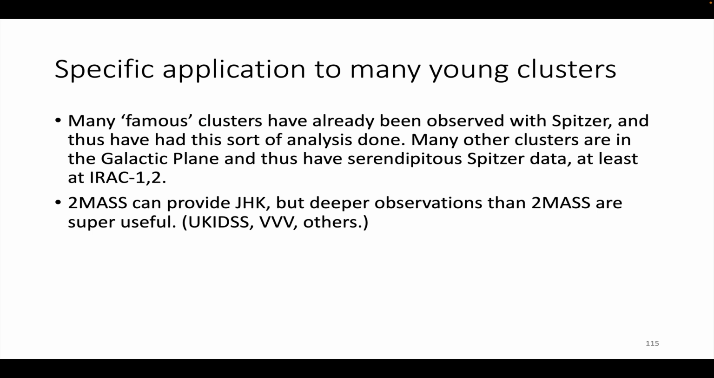But a lot of the galactic plane has only 2 bands of IRAC, just IRAC 1 and 2, and then you can't use this method because you only have 2 bands of IRAC. 2-mass can provide J, H, and K, but deeper observations in 2-mass are super helpful, and there are a couple of surveys that provide that, at least in some regions.